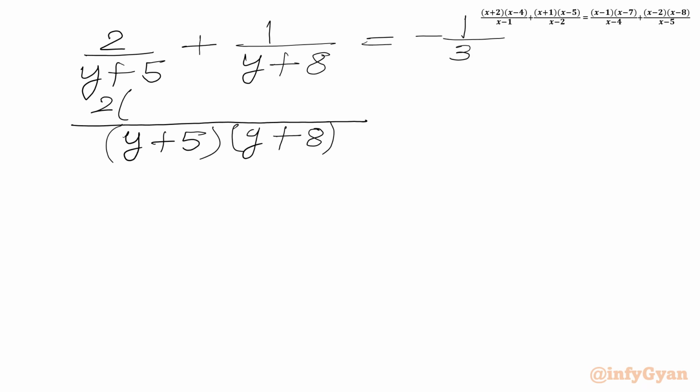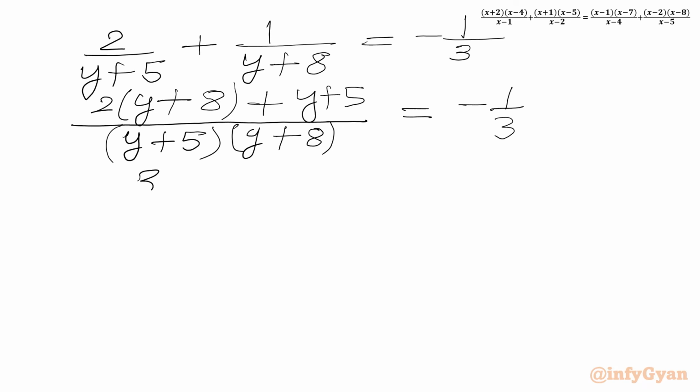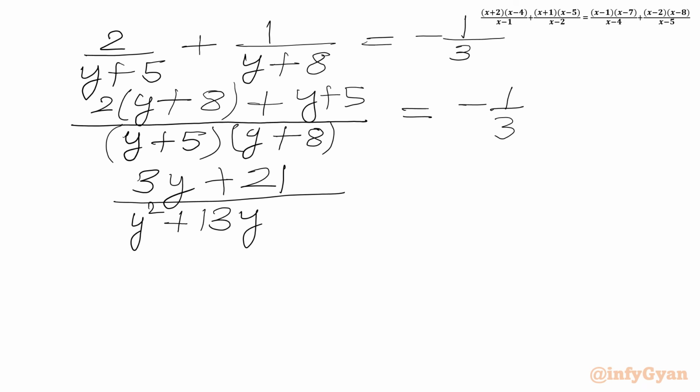Now we will write 2 times (y + 8) plus (y + 5) equal to minus 1 over 3. So we can get 2y plus y, 3y, 16 plus 5, 21 over, let's multiply, y square, 8 plus 5, 13y plus 5 times 8, 40, equal to minus 1 over 3.